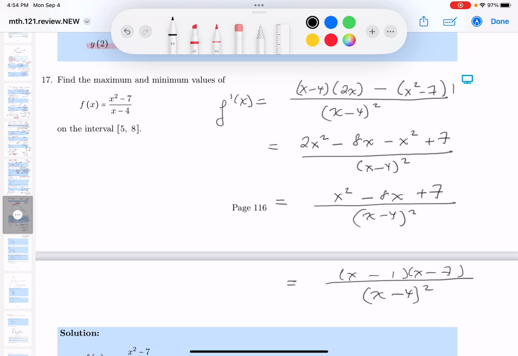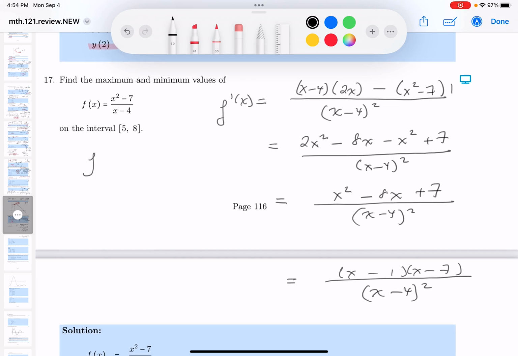However, 1's not going to be on that interval, so I just got a couple of things to consider over here. 5 is an endpoint. The only critical number on that interval is going to be 7. And the other endpoint is going to be 8. I got to do the computation because I'm looking for extrema. All right, let's do the 5 first.